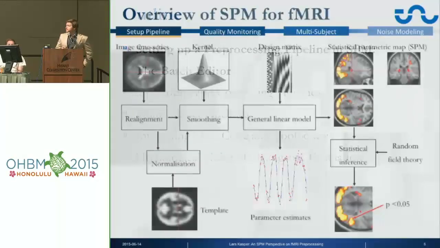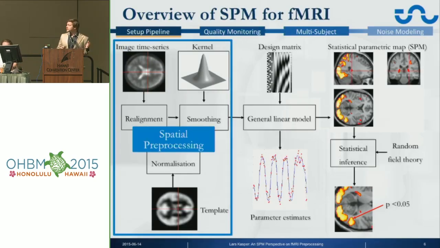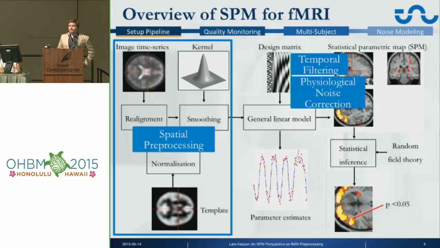So let's get started. This is the overview of SPM for fMRI. It not only contains the preprocessing steps, which are here, spatial preprocessing, but it also contains the whole estimation of the linear model and the statistical inference process. And some of the preprocessing steps we've heard about today are actually hidden in the model, as we have already seen in FSL. So temporal filtering is part of the modeling, and also physiological noise correction goes into the modeling.